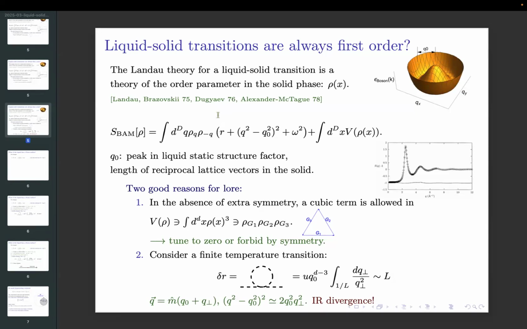Can I just check my understanding? The reason this is all happening is because to go from a liquid to a solid, you have to break translation symmetry. You have to pick out a vector that's Q naught.